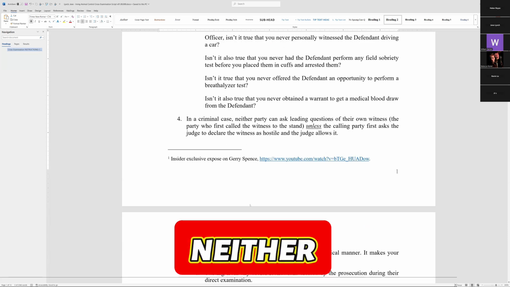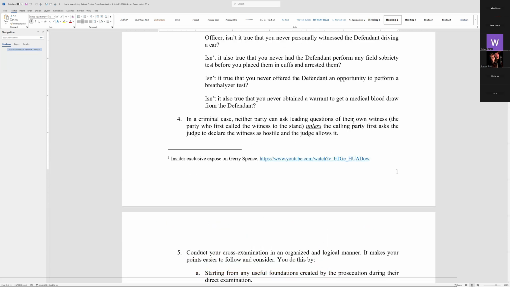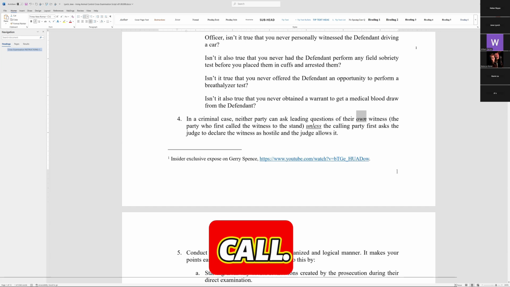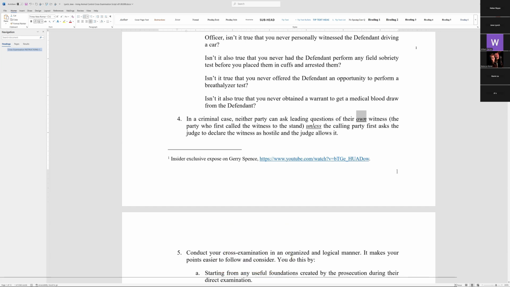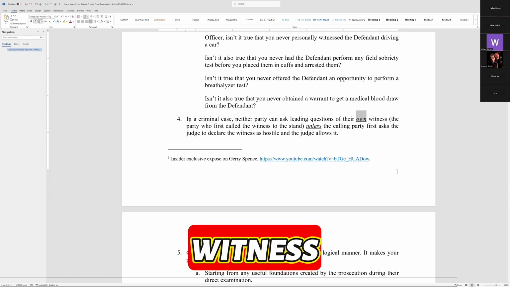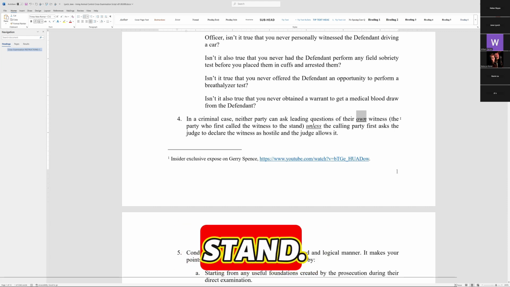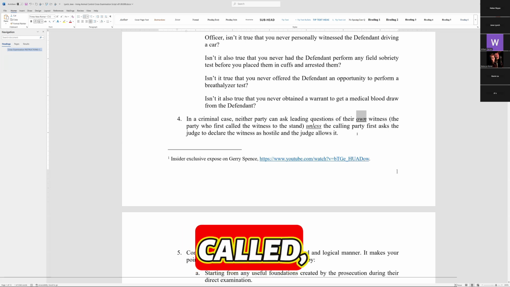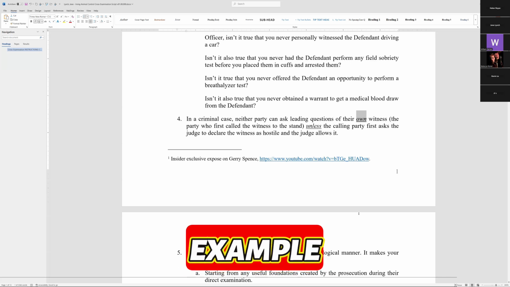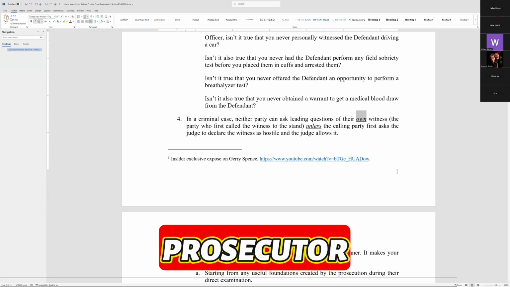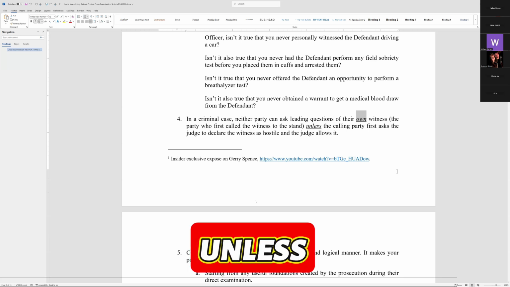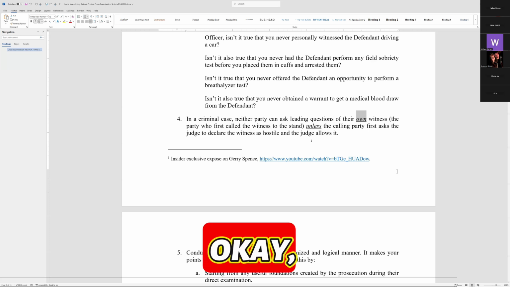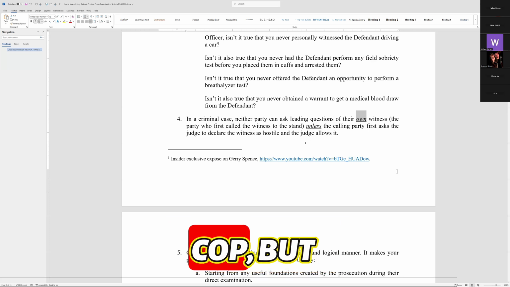In a criminal case, neither party can ask leading questions of their own witness. Okay, does everybody know what your own witness is? Witnesses you call. No. Your own witness is the witness of the party who first called the witness to the stand. First called, not called, first called. So for my example it would have been the cop, correct? No, because the prosecutor is the one who first called the cop, unless they let you go first. Okay, that's why they cannot ask leading questions of the cop, but you can.